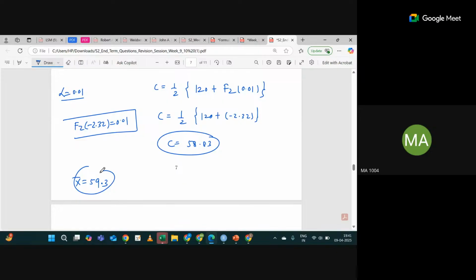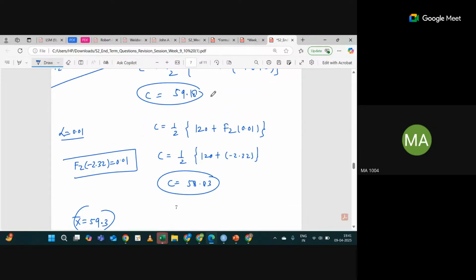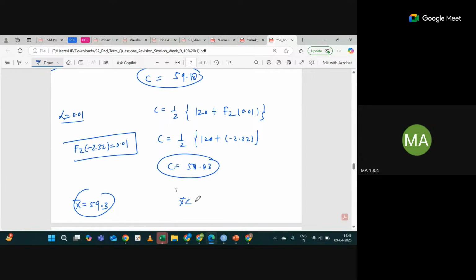Now what is the value of X bar given to us? 59.3, right? In both cases, this C is the critical value. My question is whether X bar is greater or less. As per the null hypothesis, my X bar is less than C at both 5% and 1%, right? So that means I will reject the null hypothesis. Is this clear?